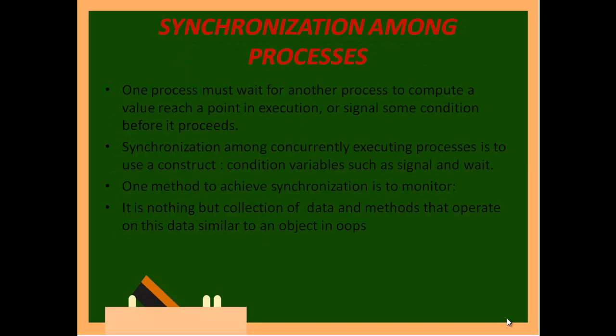One process must wait for another process to compute a value, reach a point in execution, or signal some condition before it proceeds. Synchronization among concurrently executing processes is a user constraint. So whenever you say concurrent, when 2 or 3 are operating, obviously there should be synchronization between them, otherwise it will fail. If only one person is working, there is no need for any synchronization. If 2 or 3 are working, obviously you need synchronization.